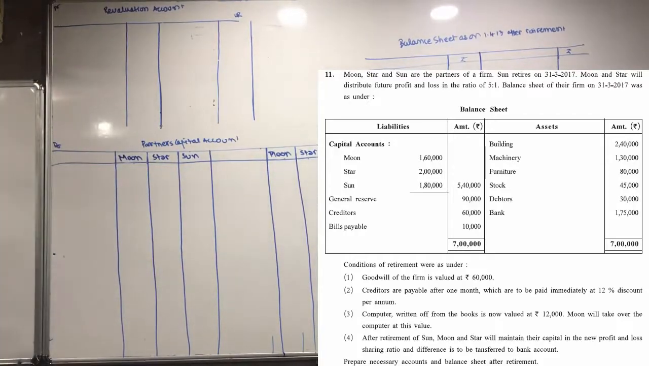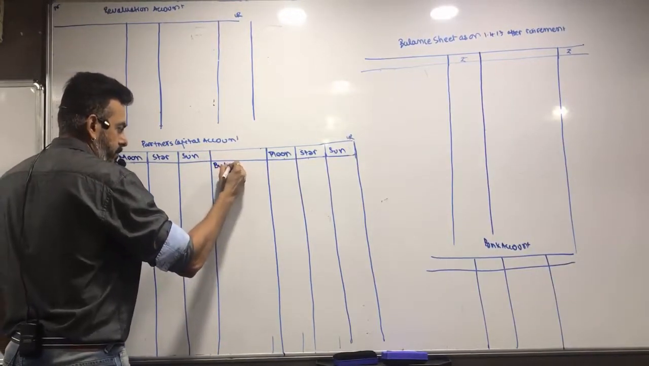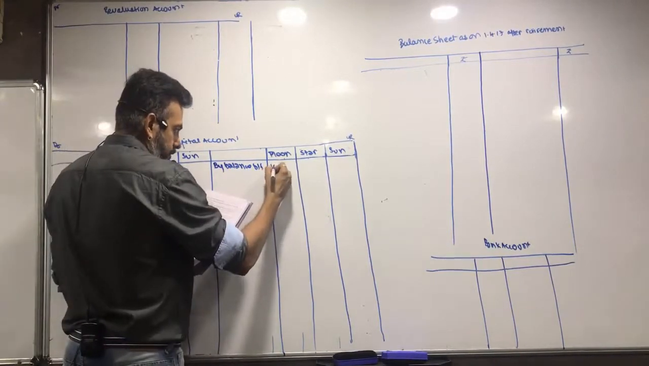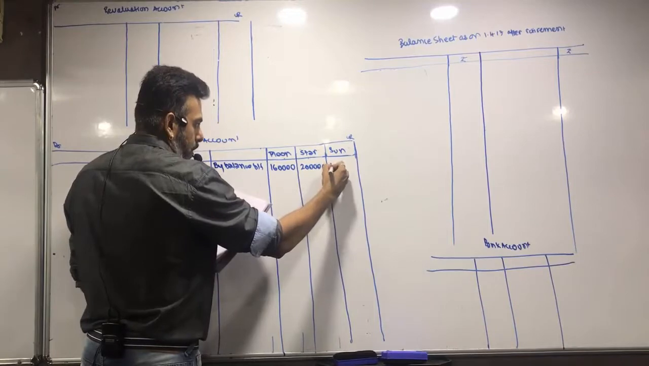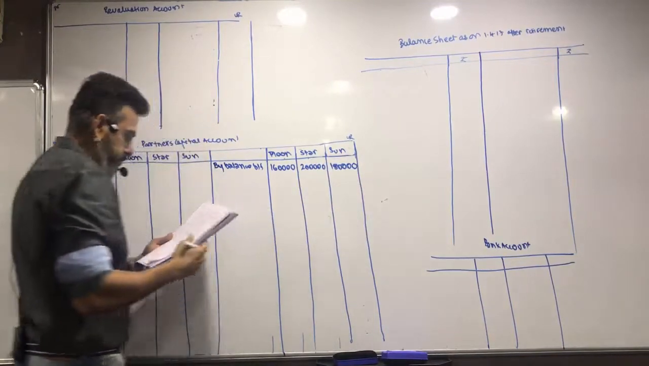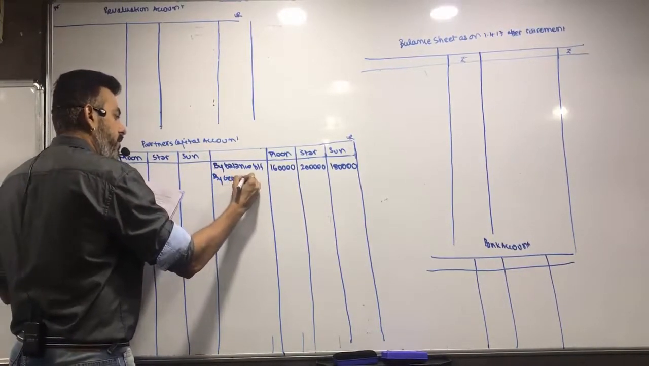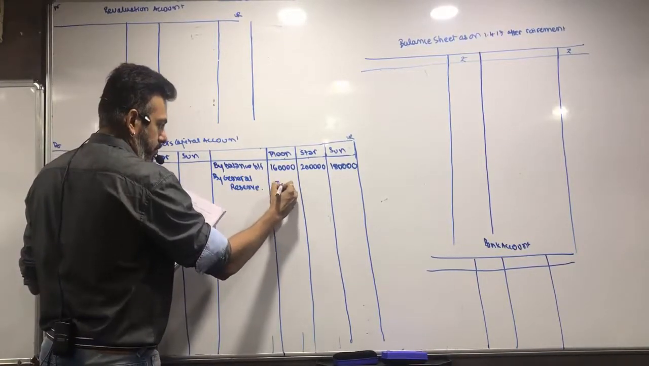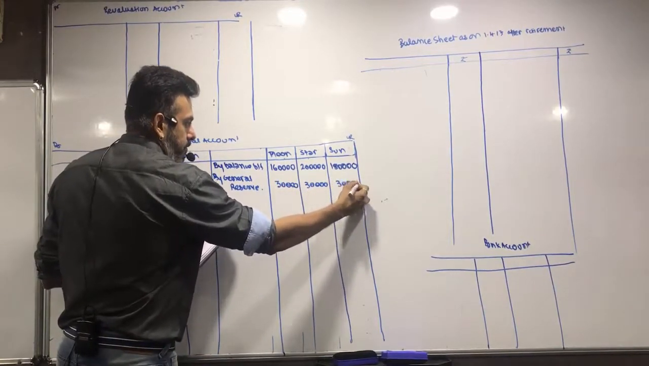Let's start this off. Capital. By balance brought forward: 1,60,000, 2 lakh, 1,80,000. By general reserve. What ratio? Equal, nothing is given. So 30,000, 30,000, 30,000.